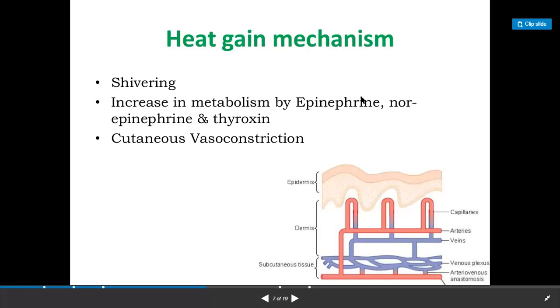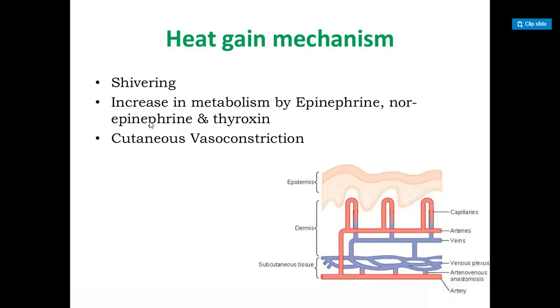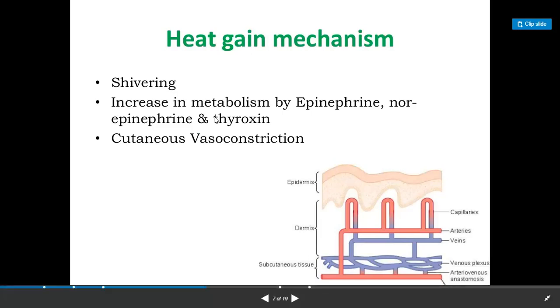Epinephrine is also called adrenaline. Norepinephrine is called noradrenaline. That's another name for it. So these hormones increase your metabolic processes to generate heat, and anytime your metabolic processes increase, heat is generated. So to gain heat, your body shivers, and your body initiates the release of epinephrine, norepinephrine, and thyroxine. And then this hormone, especially epinephrine, causes vasoconstriction.